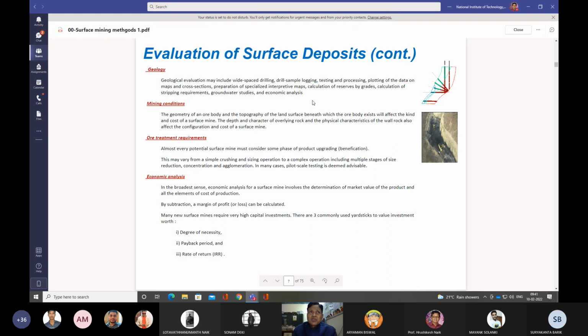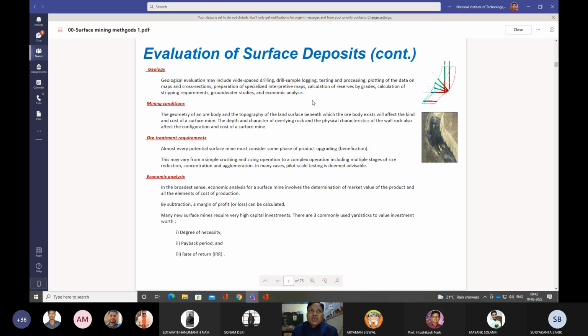Similarly, the mining conditions, the mining parameters: the geometry of an ore body and the topography of the land surface beneath which the ore body exists will affect the kind and cost of a surface mining project. The depth and character of overlying rock and the physical characteristics of the wall rock also affect the configuration and cost of a surface mining project. So the mining conditions are also to be evaluated for starting a surface mining activity. Then after the mining is done, you have to go for the ore treatment requirements. If low grade ores are there, then to upgrade the quality of the ore, you have to go for treatment.